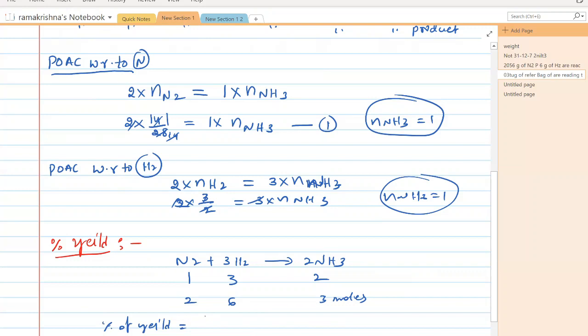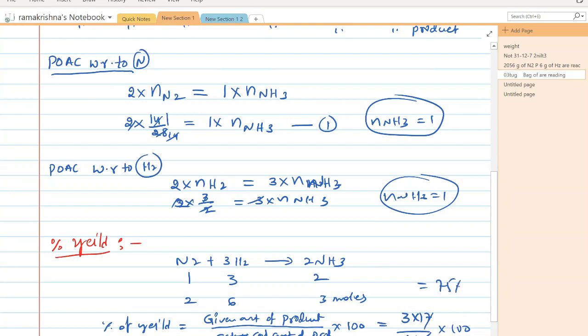3 by 4, where 3 is the given amount of product, divided by the actual or calculated amount of product, into 100. So in grams we have to take 3 into 17 by 4 into 17 into 100. So what is the percentage yield in this case? 75%. This is how we can find out percentage yield.